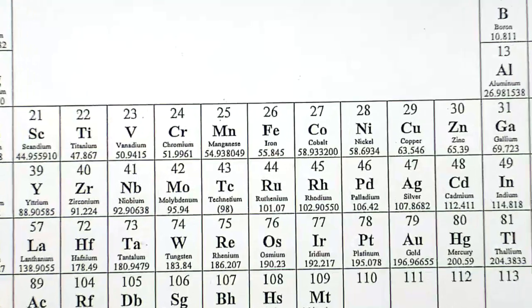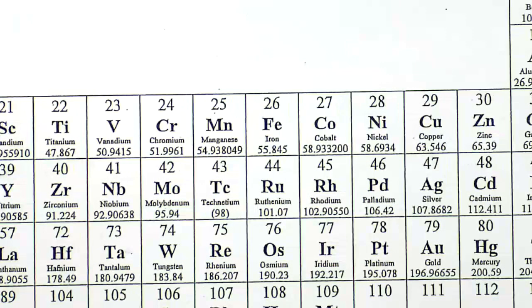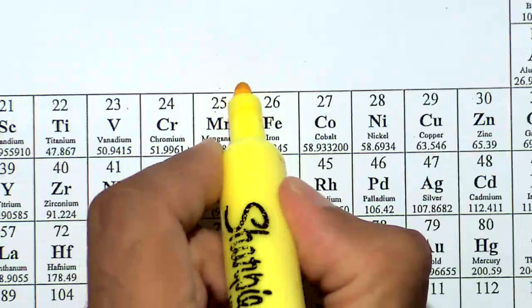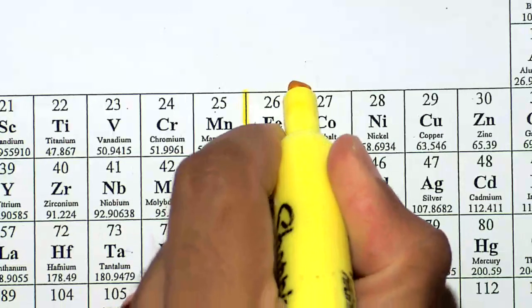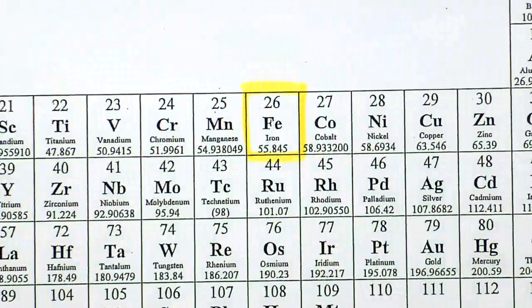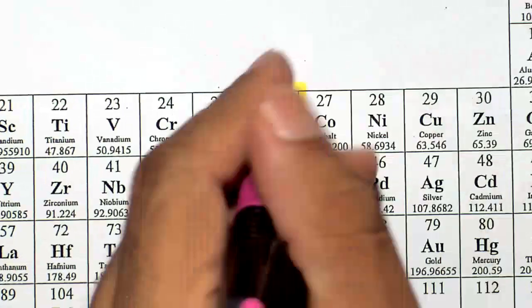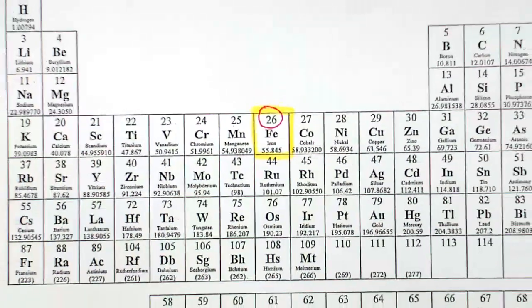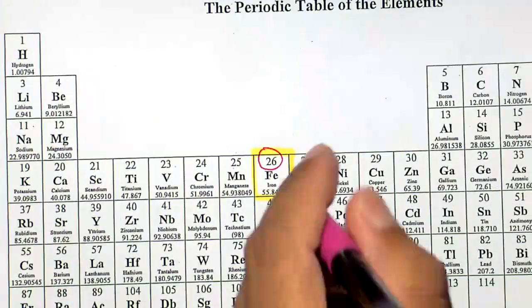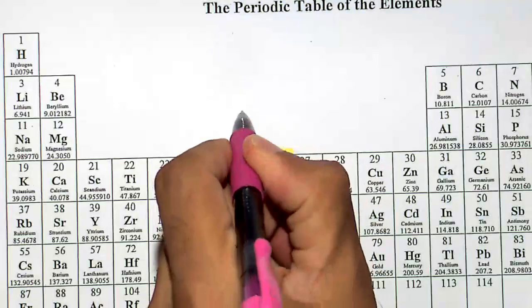Let's focus first here. We can do any box, but I'll focus on the iron. So what is the symbol for iron? Fe. The symbol for iron is Fe. Let's first talk about that number 26. This 26 is called the atomic number.